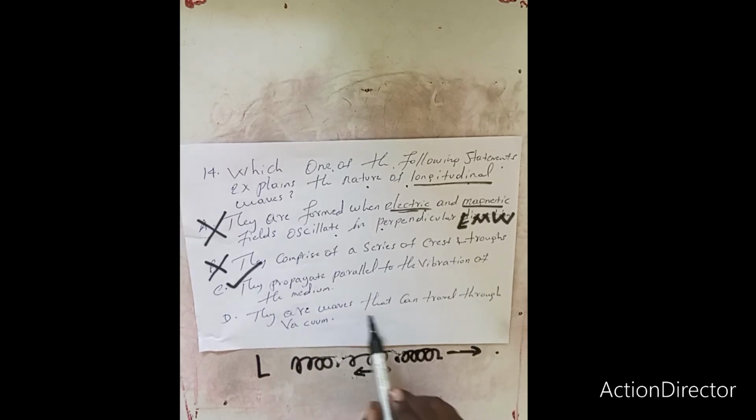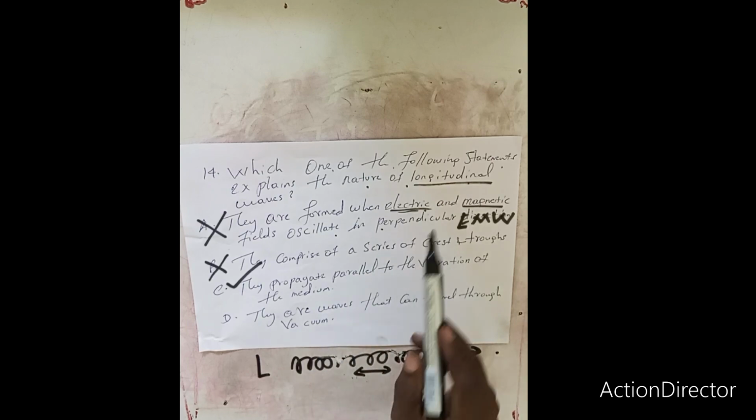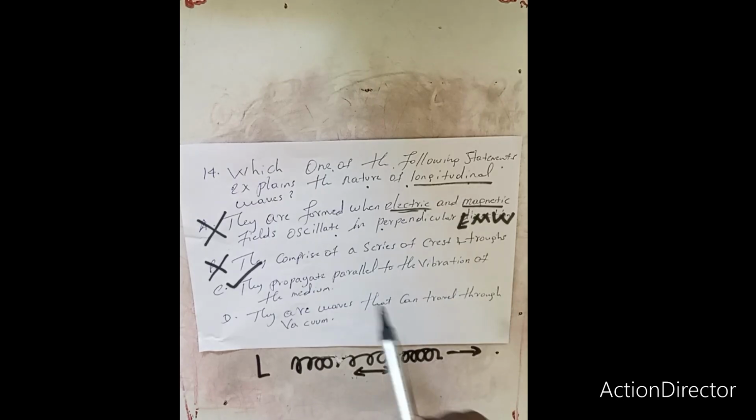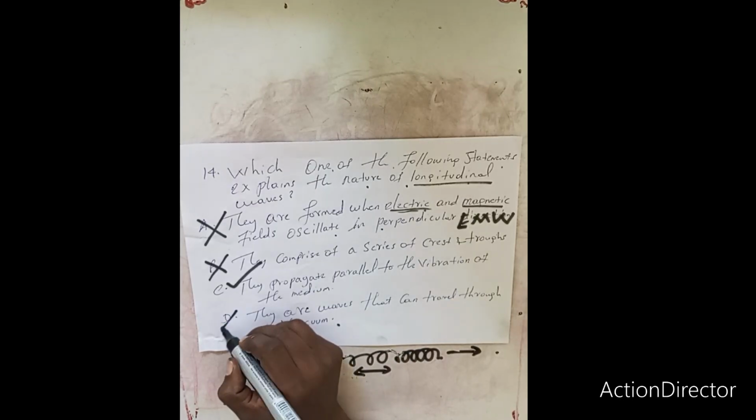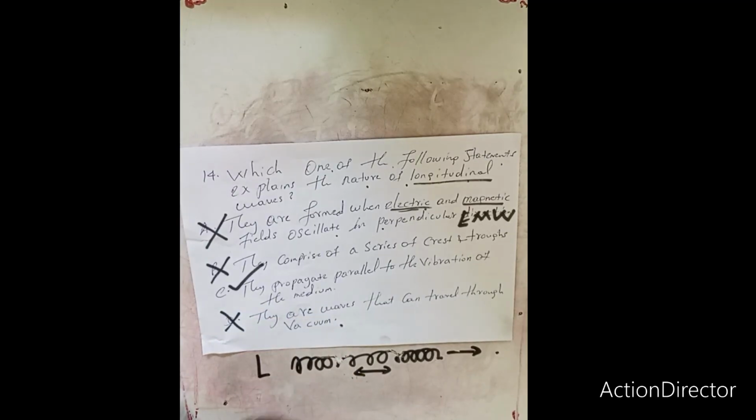They are waves that can travel through vacuum. No, sound cannot travel through vacuum. So sound is an example of longitudinal wave. Transversal wave can easily travel through vacuum. So this is not the answer as well. So the correct answer is C.